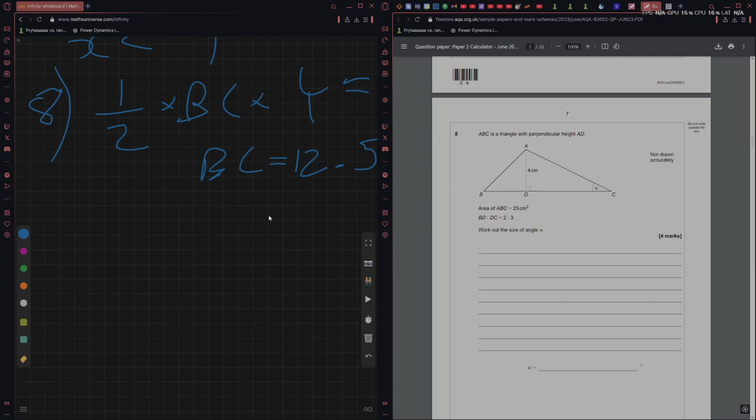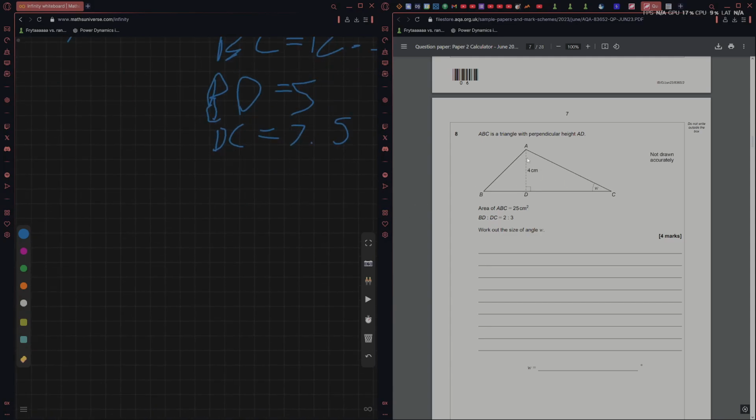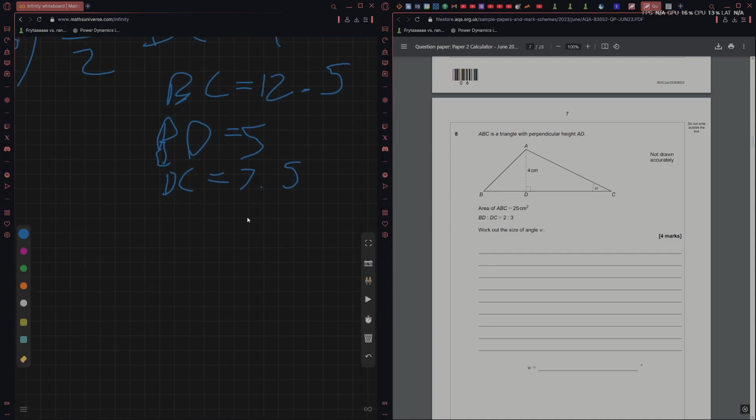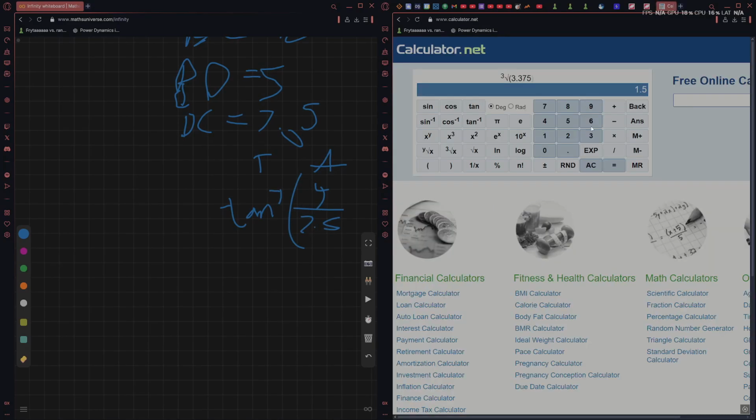So next, we have this side here. Now we know that we can split this in the ratio 2 to 3. So we know that BD equals 5, and then DC equals 7.5. Now we have this triangle, and we can use SOHCAHTOA, so we choose tan. So it's going to be tan inverse of 4 over 7.5, and that should be the answer.